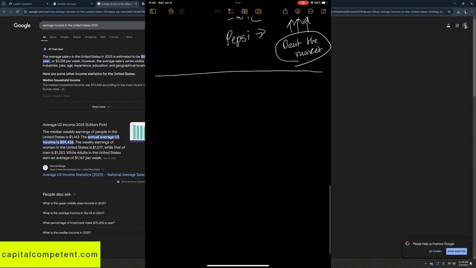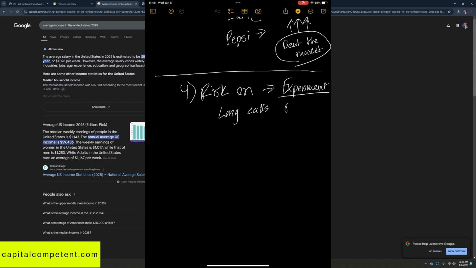Okay? Number 4, risk on. This is where you can experiment, right? Scared money don't make money. There are things that I don't know. There are things that I would like to experiment with, right? I've been looking into long calls, buying long calls. Maybe a very risky stock that you like, right?